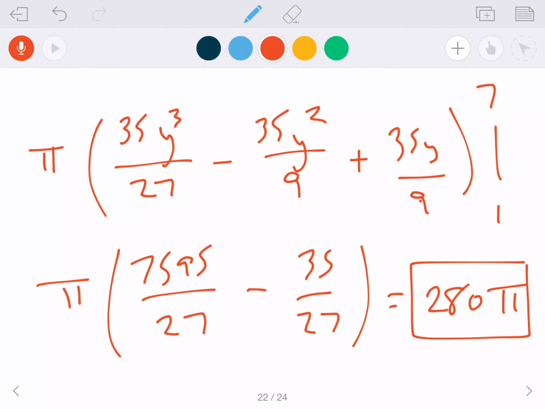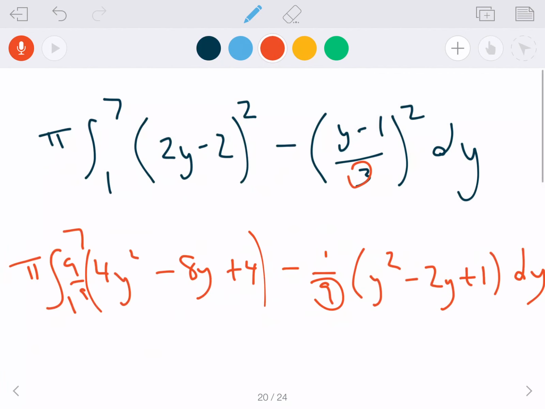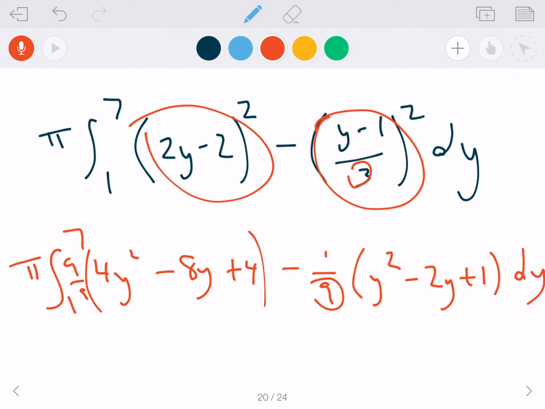Anyway, these problems are beastly. They really are. But the point of them is the setup, right? Is identifying that big radius, identify your small radius, and then it's just the integral of the big radius squared minus the little radius squared.